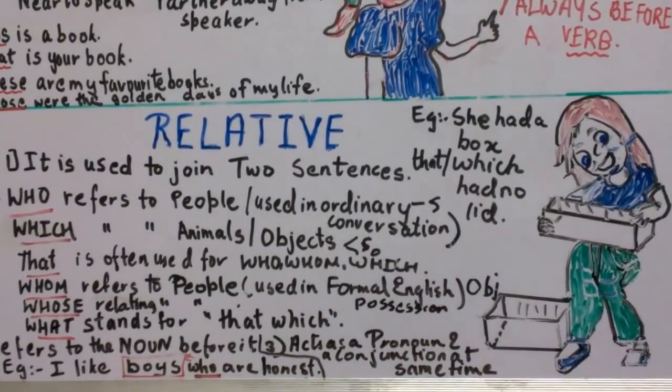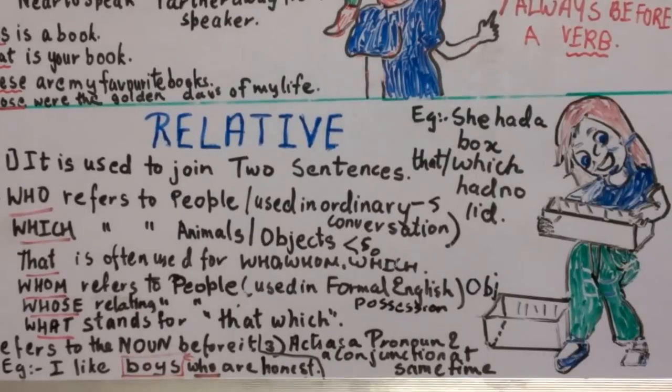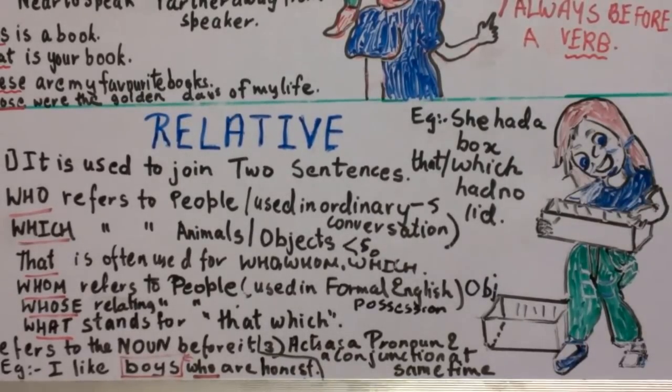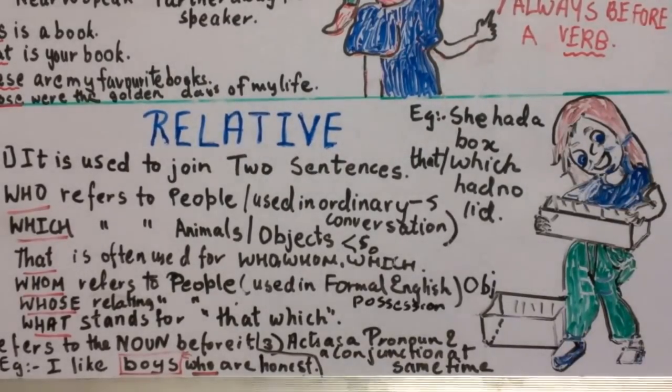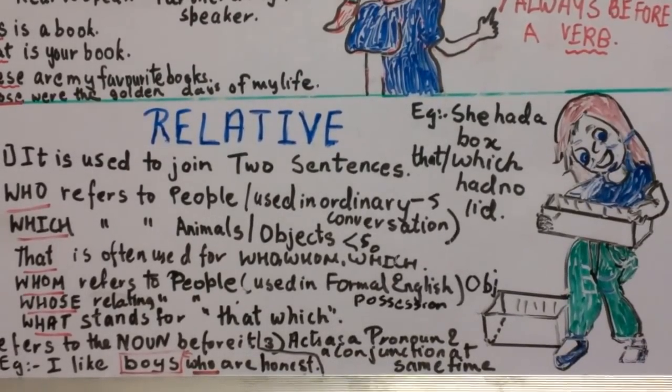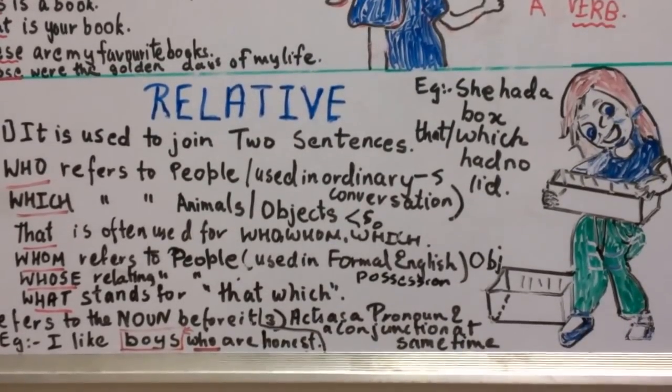This is how to replace. In your school, you may get questions like how to join the sentences using a relative pronoun. That means you will say, this is my book, it is a new book. You will say, this is my book, which is new. You also may get fill in the blanks.